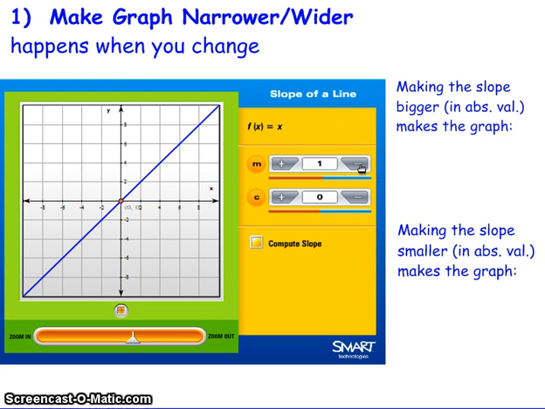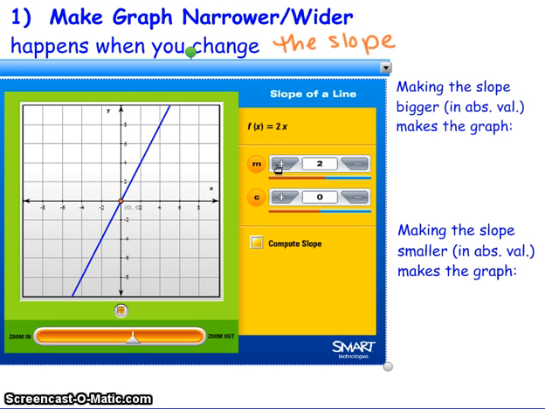The first type of transformation we're going to look at makes the graph of this basic line either narrower or wider. And the way that you make this graph narrower or wider is by changing the slope of the line. So the first thing we're going to do is look at what happens when you make the slope bigger. And when I say bigger, I'm talking about in absolute value. So say going from what I have now, which is 1, and increasing it, say to a slope of 2, or a slope of 3, or a slope of 4.